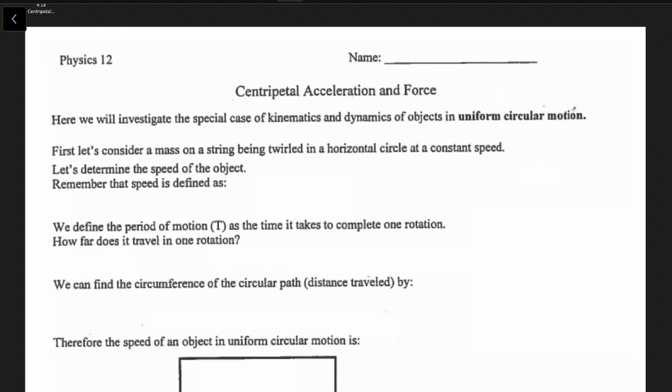Chapter 5 is all about rotational motion, and some aspects of rotational motion change a little bit from regular motion or even the two-dimensional motion that we've done in previous chapters. The first section is about centripetal acceleration and force as well. Since we can find acceleration, hopefully we'll also be able to find force using Newton's laws. Here we will investigate the special case of kinematics and dynamics of objects in uniform circular motion.